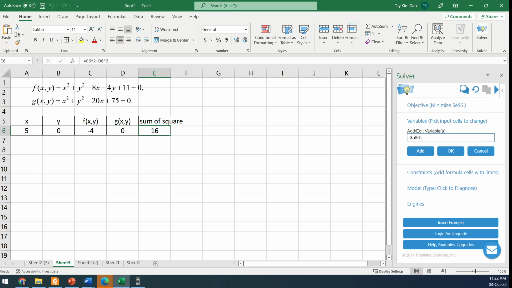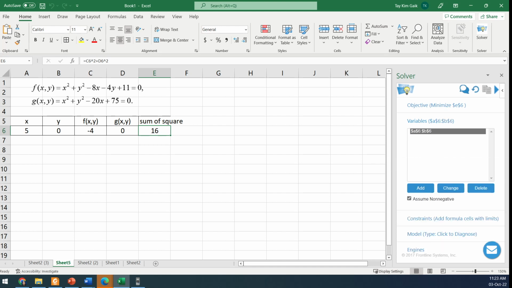A6 colon B6. The dollar here means I will fix at the cell A6 until B6. So you see the objective is to minimize E6. The variable is A6 to B6. Oh, I cannot see the bottom.